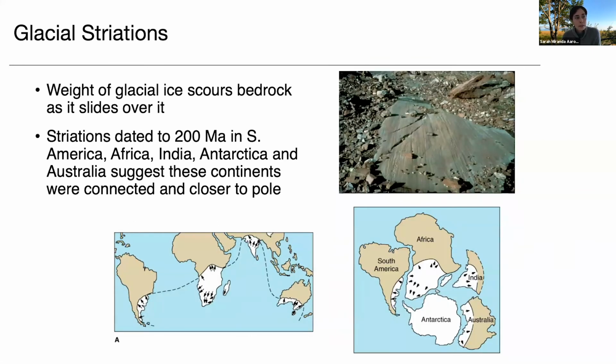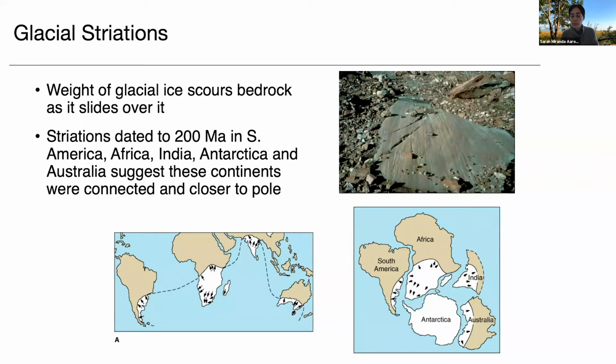Another kind of clue as to whether or not the continents had moved at one point in time are these physical remnants of glaciers and ice sheets that we have. And these are called glacial striations. And you can see a picture of a glacial striation up here on the upper right-hand corner. And this is formed by basically when a glacier is sliding over bedrock, and the friction between the glacier and the bedrock is kind of digging these grooves into the bedrock. And so you can really reconstruct the direction that the glacier or ice sheet was flowing in.